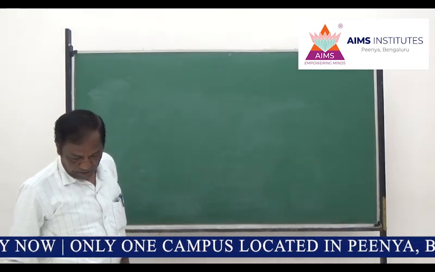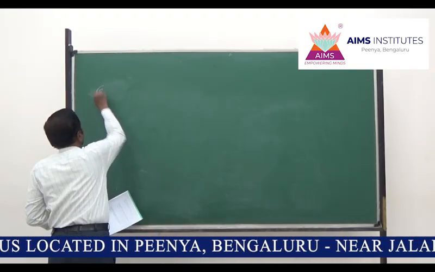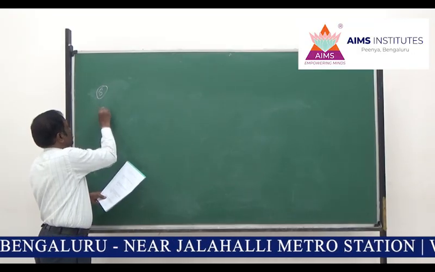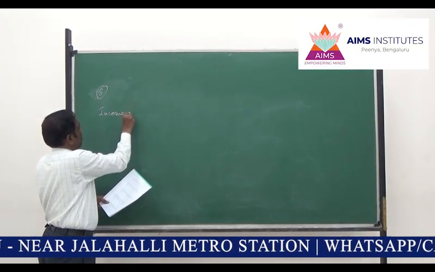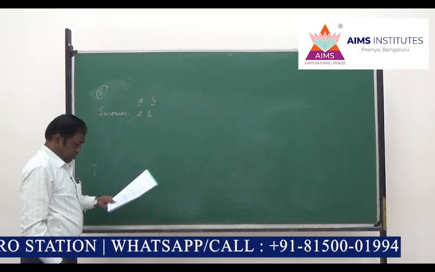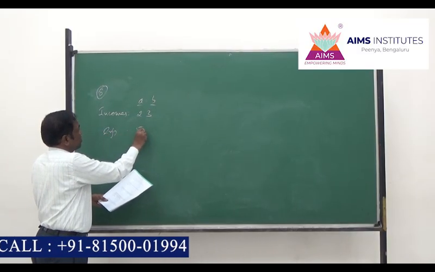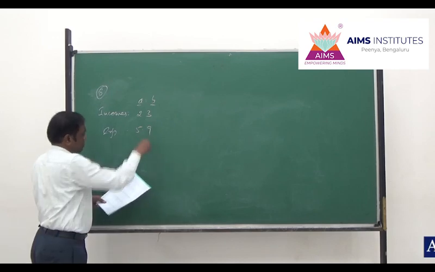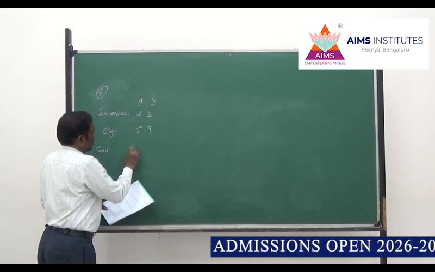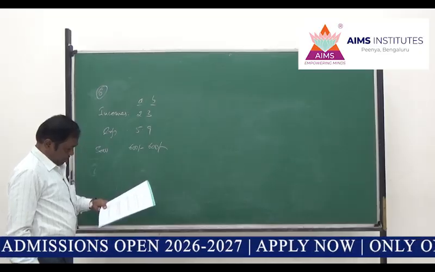Next one. Question number 8. The monthly incomes of two persons are in the ratio 2:3, and the monthly expenses are in the ratio 5:9. If each of them saves rupees 600, their savings are the same. Their monthly incomes are what?